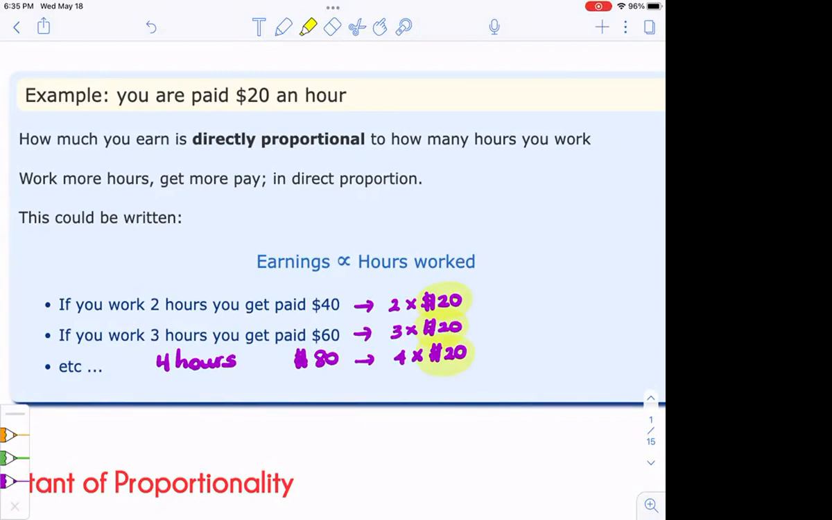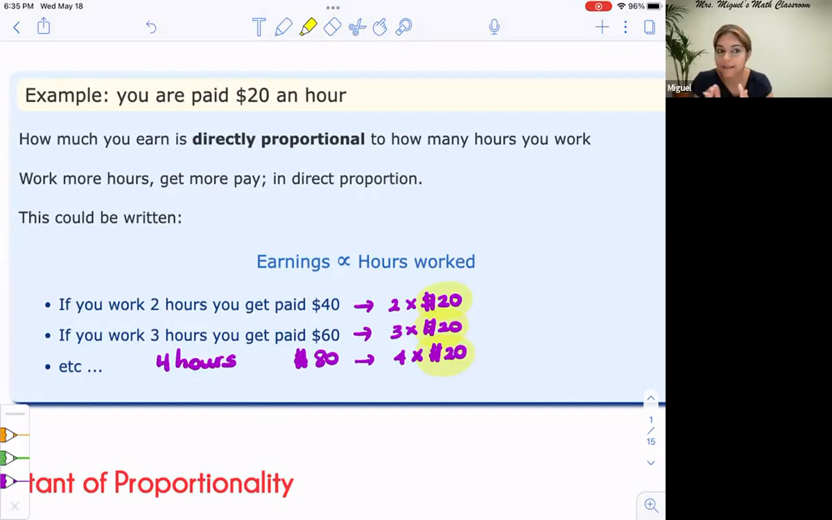Yes, miss. So we have a special name. This is not a variable. It is a constant, meaning that it is a number. And in mathematics, we call this the constant of proportionality. Your earnings is dependent on the number of hours worked.